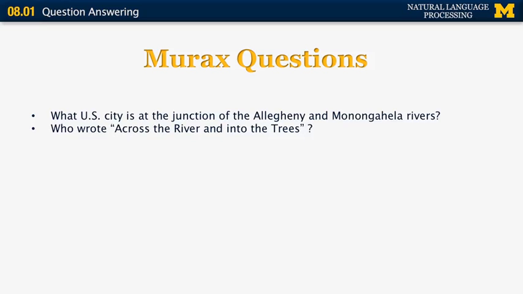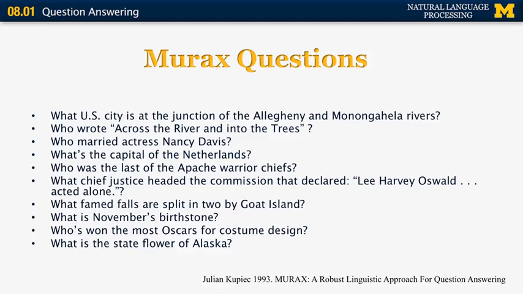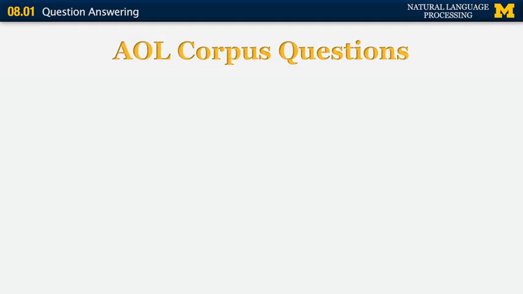Who wrote Across the River and Into the Trees? Who married actress Nancy Davis? And so on. As you can see, those are fairly factual questions, and they are specifically related to the corpus, in this case, an encyclopedia in English. Okay, so a few more examples of corpora of questions that have been published. One is the so-called AOL corpus that was published about 10 years ago.